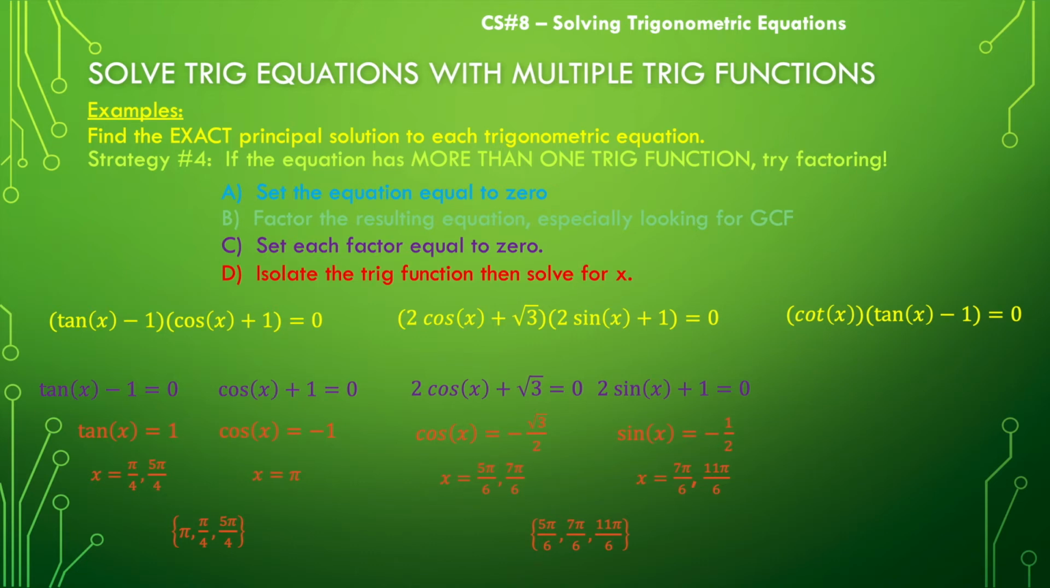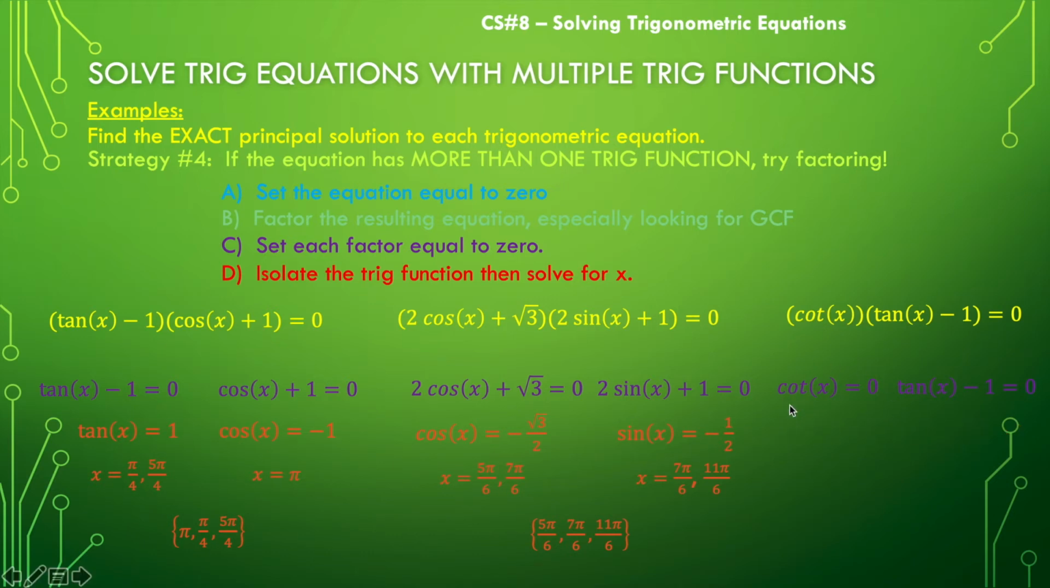All right? So for this example, I have cotangent of x times tangent of x minus 1 is equal to 0. And so let's set those factors equal to 0 and isolate the trig functions. Okay, so cotangent of x is equal to 0 and tangent of x minus 1 is equal to 0. Okay, so let's think about this. So this is already set equal to 0, this left-hand equation, but this right-hand equation will need to move the 1 to the right-hand side and make that tangent of x equals 1.